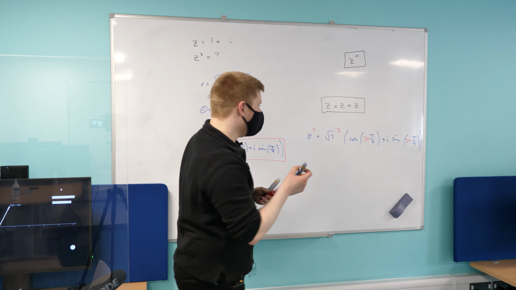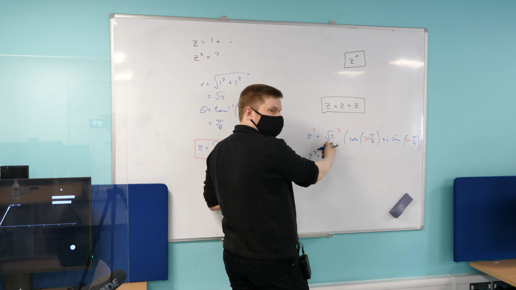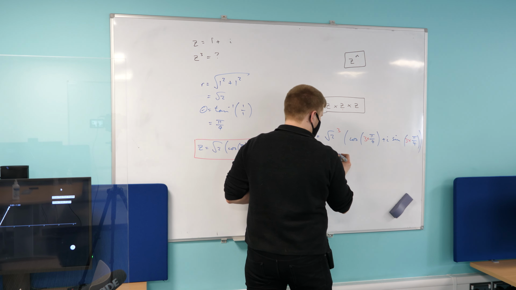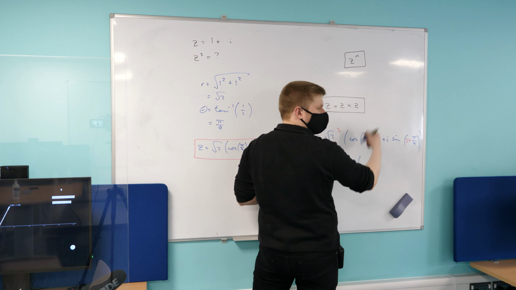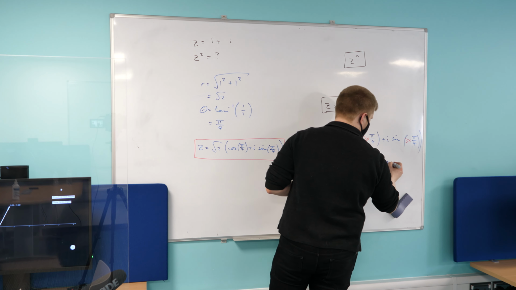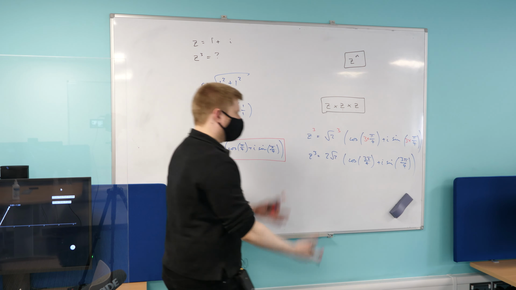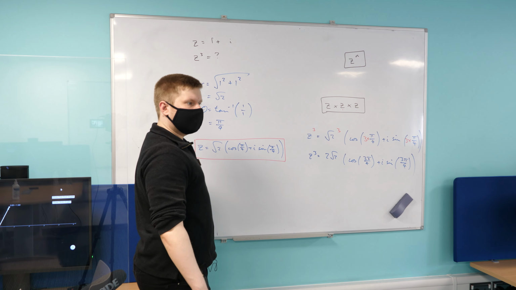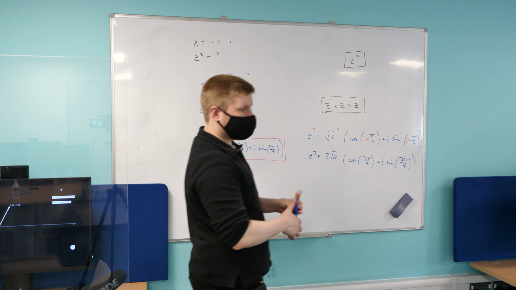So what I'm proposing is that z cubed is going to be, well, we've established root 2 to the power of 3 is 2 root 2. And then 3 times pi by 4, I can just write this as 3 pi by 4, cos 3 pi by 4 plus i sine 3 pi by 4. That's z cubed. Yeah? That's it. Easy as that.